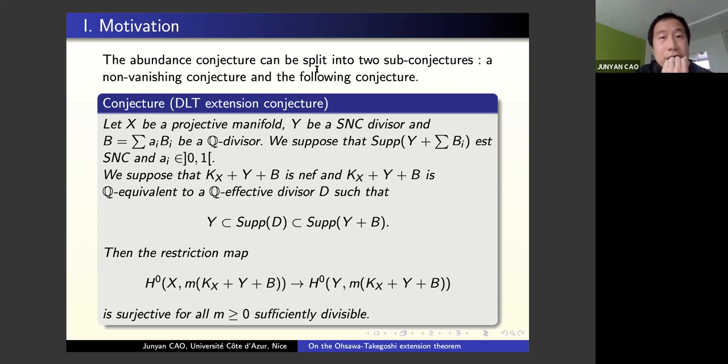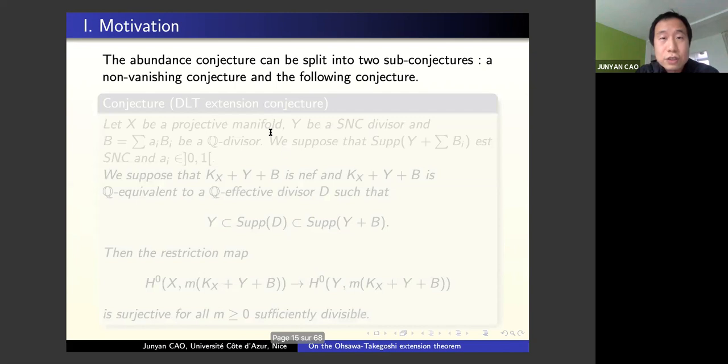In a paper of Demailly, Hacon and Paun, they proved that if we could prove the non-vanishing conjecture and the extension conjecture, then it will imply the abundance conjecture. So that explains the importance of this conjecture. I would also like to remark that in the paper of Demailly, Hacon and Paun, they observed that this relationship is in fact closely related to the curvature condition here.